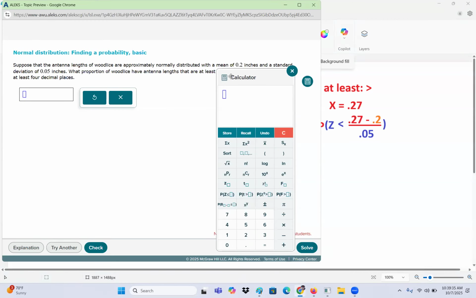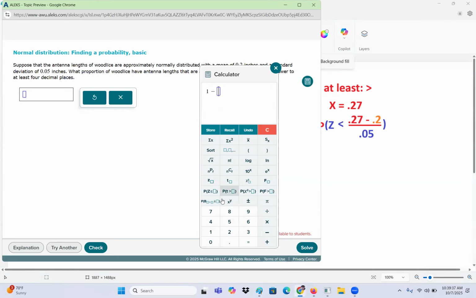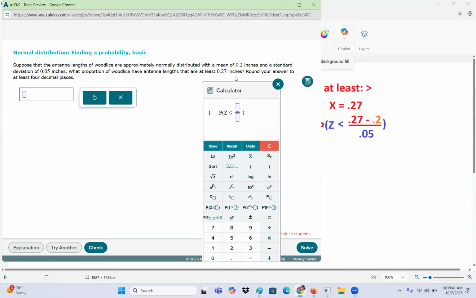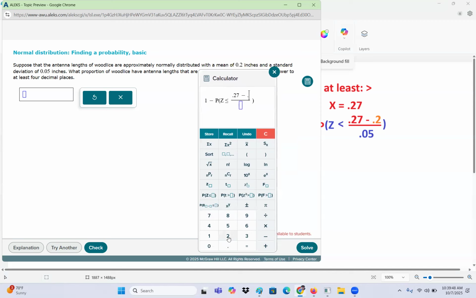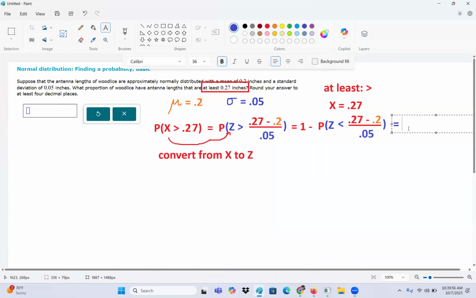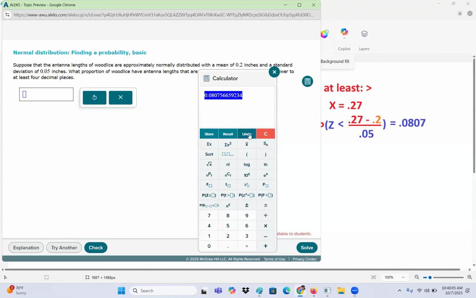All right. So let me compute this: 1 minus the p. We're going to take the x that we have, 0.27, by itself without the mean or the standard deviation. Subtract the mean, 0.2, and divide by the standard deviation, 0.05. And then you get 0.0807. Are we good? Straight line up through a whole. So as long as you're looking for anything under that line or over that line, any questions so far?